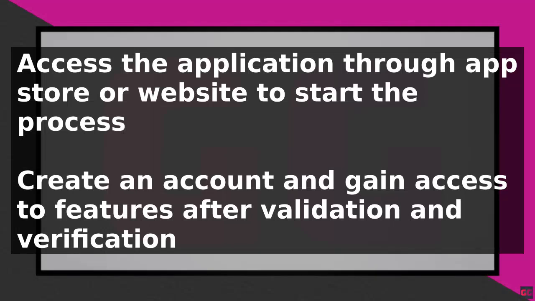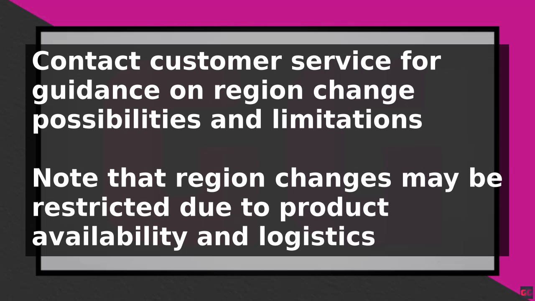To change your region in your account, you'll need to access the application, which can be done through your App Store or the web. Simply search for the app in your store, download and install it, or visit the website by typing in the URL. Once you have access to the application, you can create an account and gain access to its features after validation and verification.